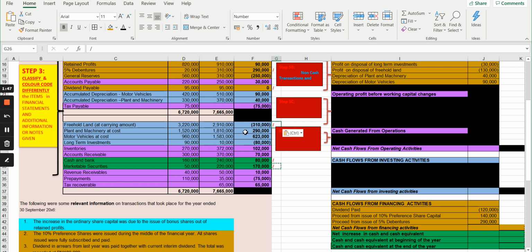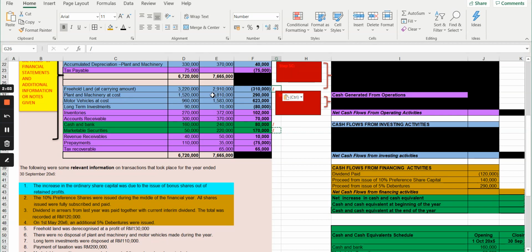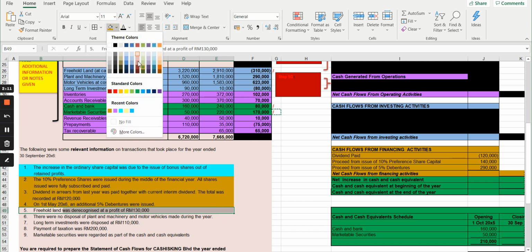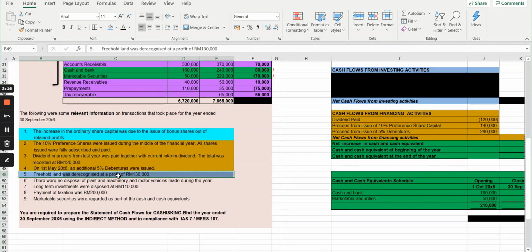So you need to go and check whether that was due to derecognition of the freehold land. If there is a derecognition or disposal, maybe that was the reason, but you need to also check if that relates to any profit or loss, if it is really a disposal. To check that, you have the item at the bottom here, number 5, that I'm highlighting. I'm using the same color, which is blue. And you are informed that it was derecognized at a profit of 130,000.